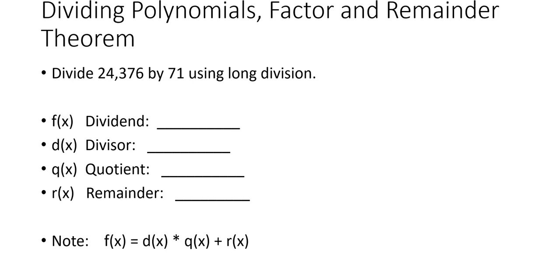All right, how about a longer number? How about taking 71 into 24,376? So let's see how many groups of 71 I can find in here. Well, first of all, there's not any groups of 71 in 2. There's not any groups of 71 in 24. I have to go to the third digit to find out.